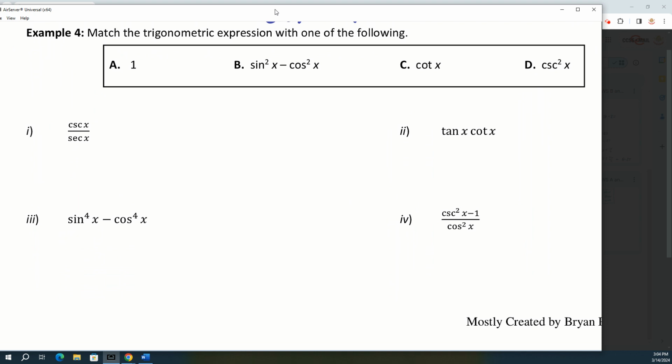So we're just going to start working the problem and see what we end up with. And so the first one, we have cosecant of x over secant of x, and we want to simplify it down to one of those 4 choices. And so I would again start off by writing these both in terms of sine and cosine.